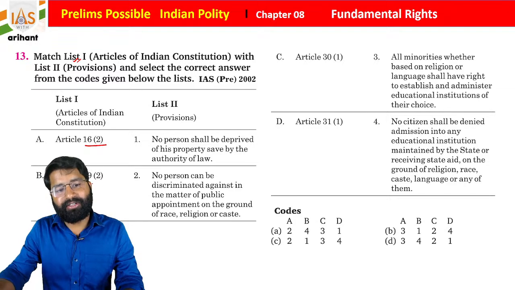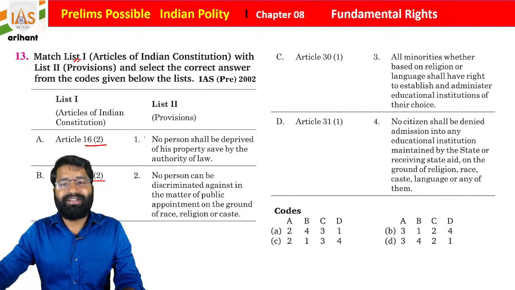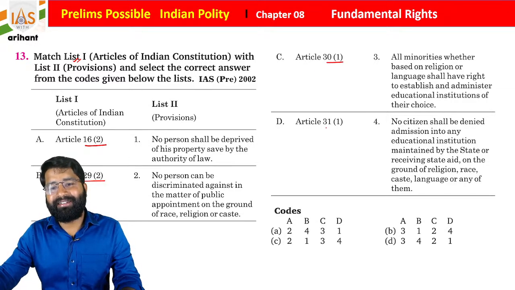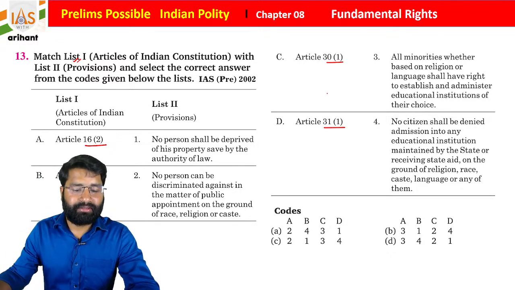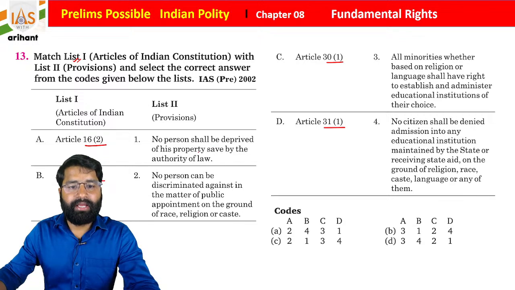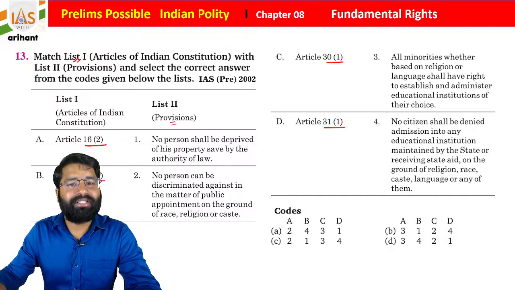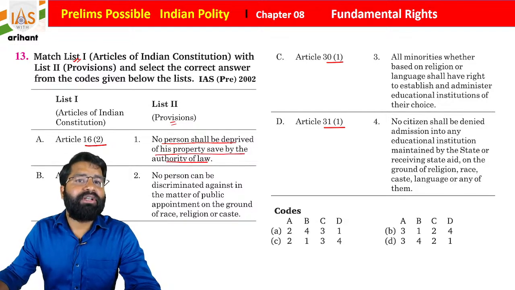Article 16 clause 2, Article 29 clause 2, Article 30 clause 1 and Article 31 clause 1. Okay, so Article 16, you have to check it, but for that purpose you need to read the provisions mentioned under list 2, students. So, no person shall be deprived of his property save by authority of law. Basically, provision 1 is here.